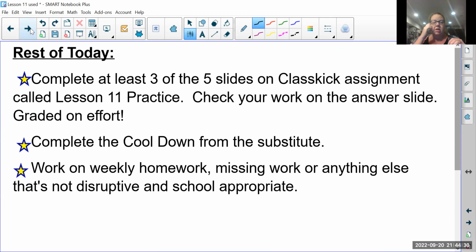This part of your grade is just graded on effort because obviously I'm giving you the answer. So I'm not grading it on correctness. So just do the slide by yourself and then check your answers and make sure it's right. Then you're going to complete the cool down.